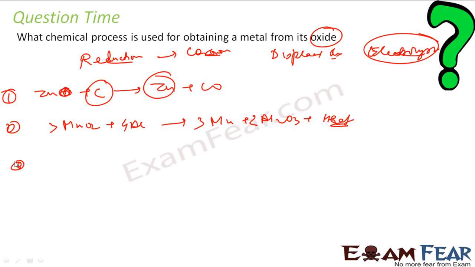The third case, I use electrolysis, where I use electric current and break it, so that the oxygen gets deposited somewhere and my metal gets deposited somewhere else, right?